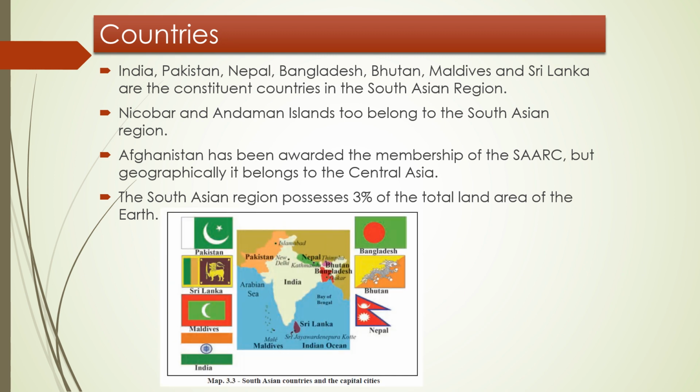Here you see the South Asian countries, and you can see the flags, and you can see this picture in your book as well. So go to page number 32, and the countries' flags are depicted in this map, right? And first Pakistan, Sri Lanka, Maldives, India, Bangladesh, Bhutan, Nepal. And the capital cities are also mentioned here.